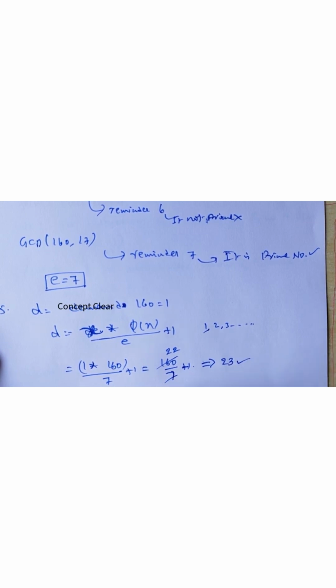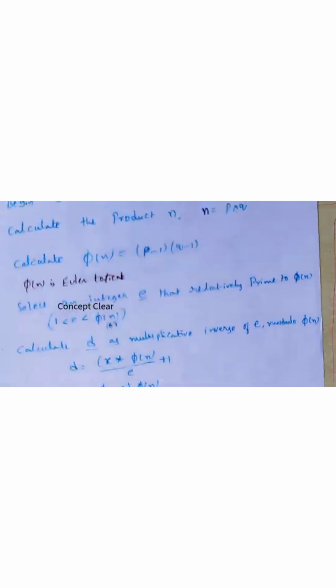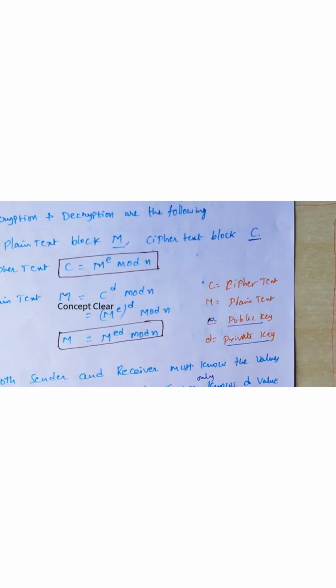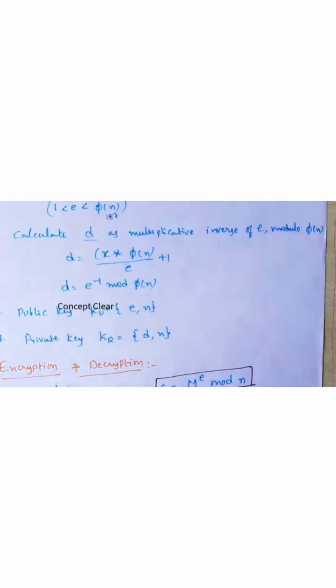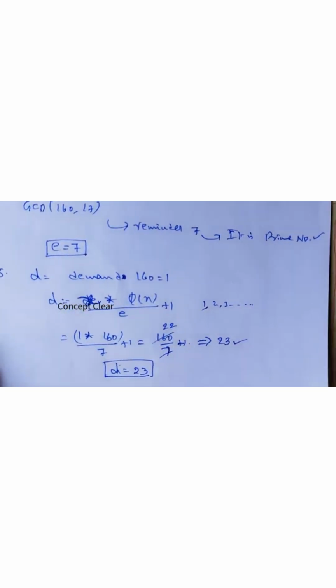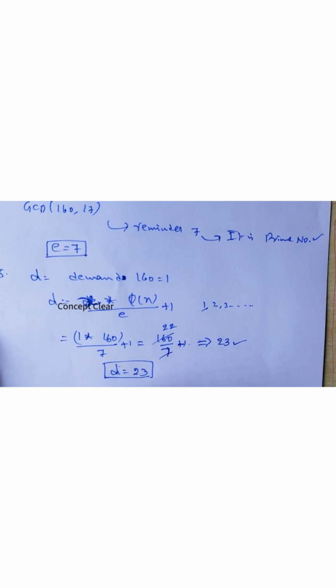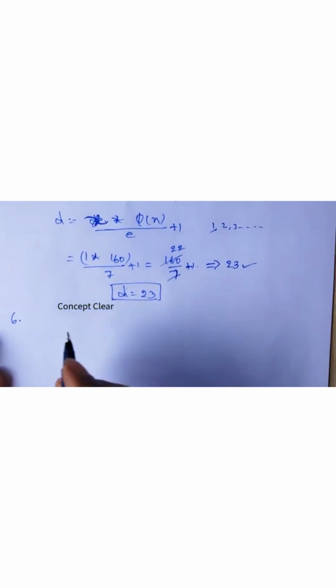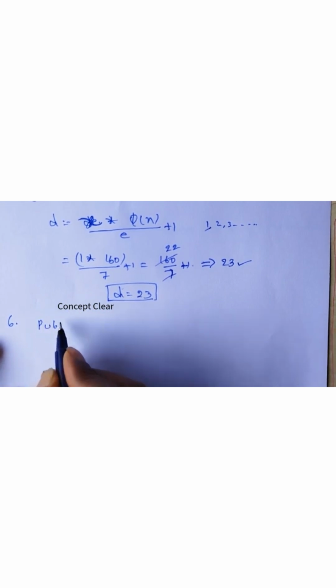So what is the D value? D equals to 23. D is the secret key. See here what we see. D is the private key, known by only the receiver. And what is the sixth step? The sixth step is we have to generate the public key.